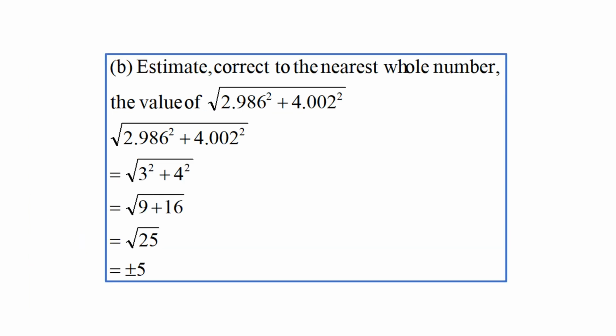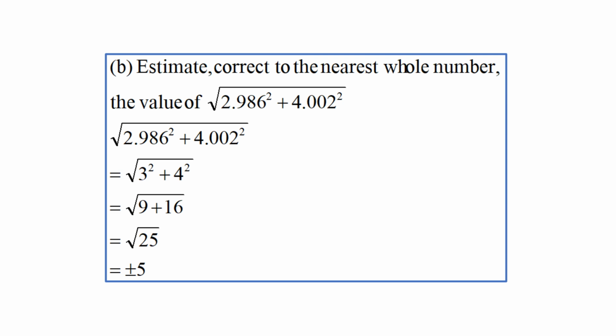In part B, we're tackling an estimation problem that involves calculating the sum of the squares of two numbers and then finding the square root of that sum. Let's dive right in. We're given two numbers, 2.986 squared and 4.002 squared. Our goal is to estimate the value of this expression and then round it to the nearest whole number.